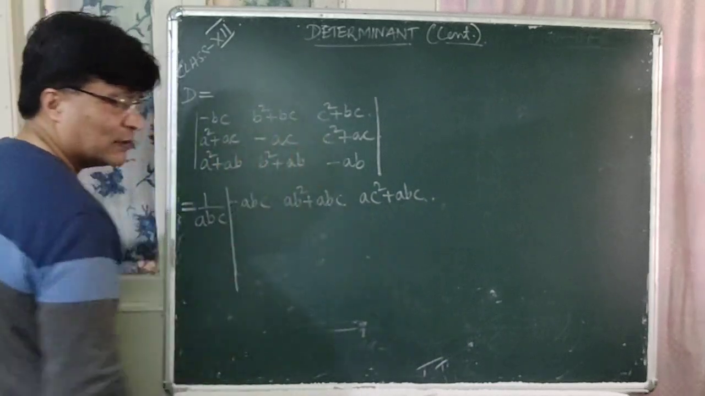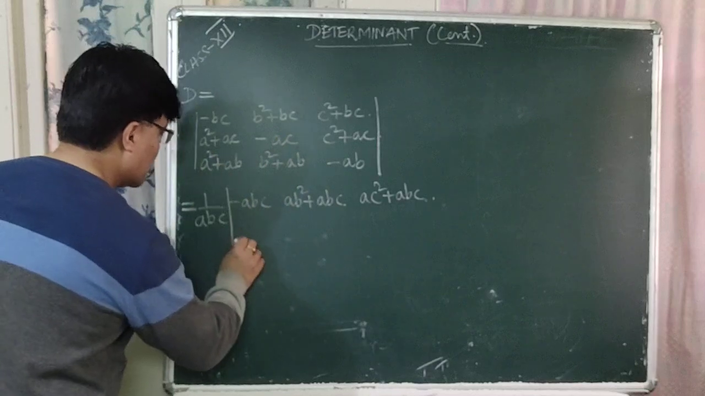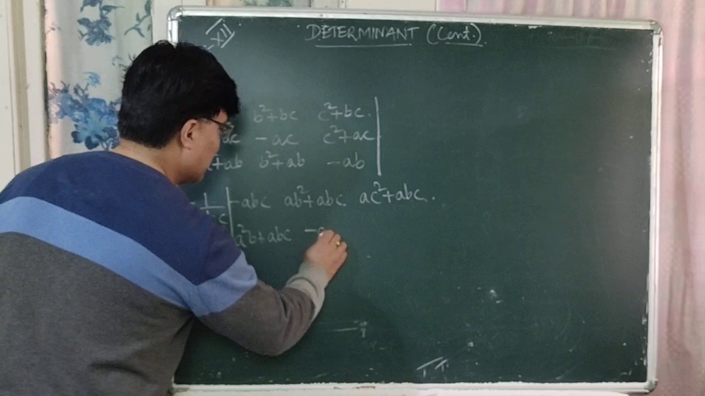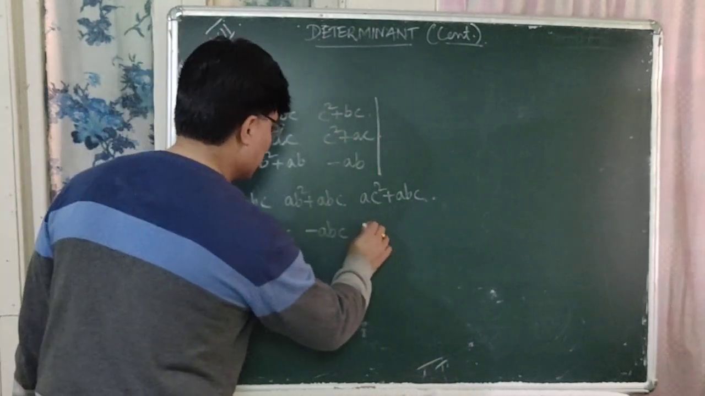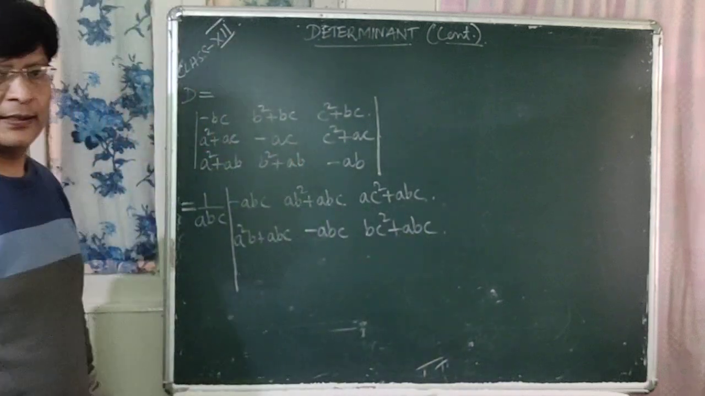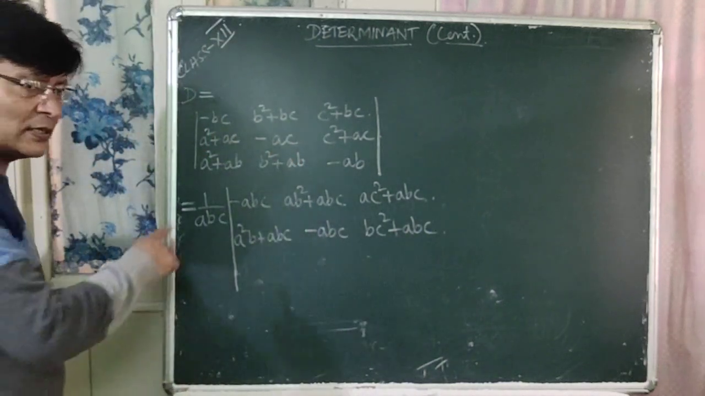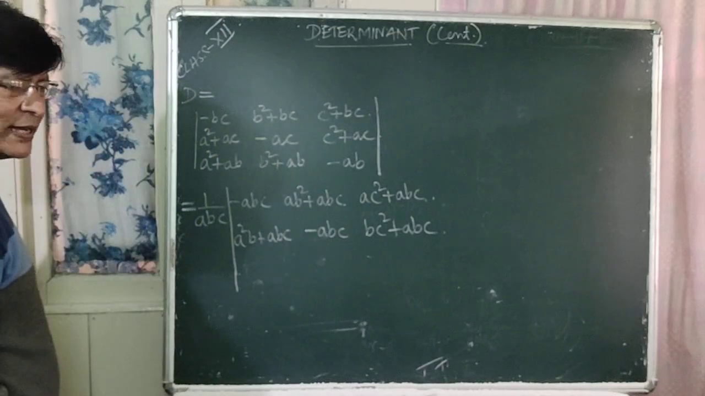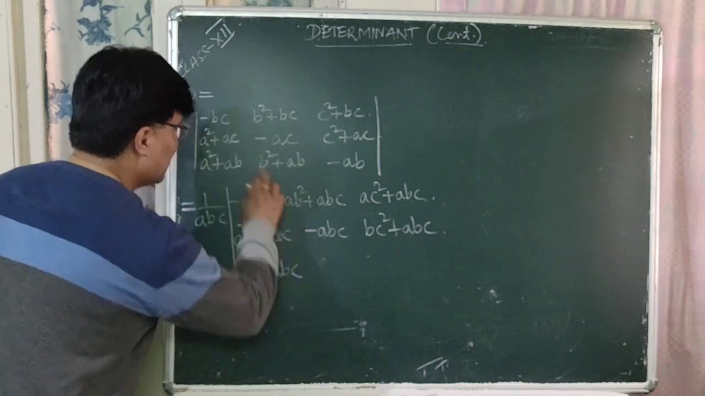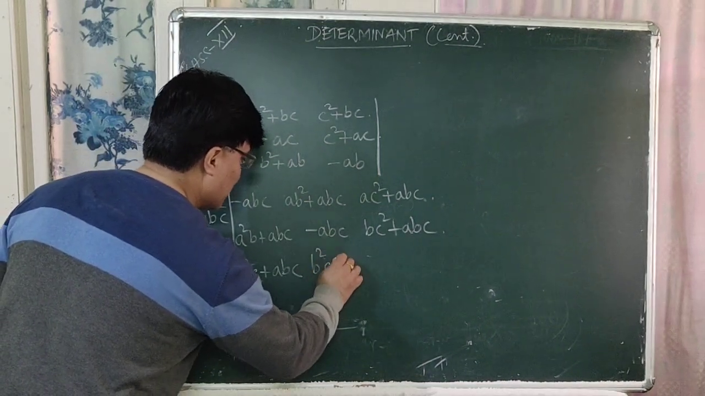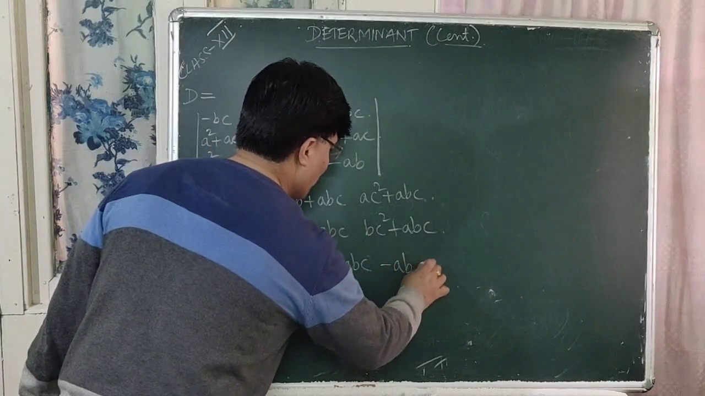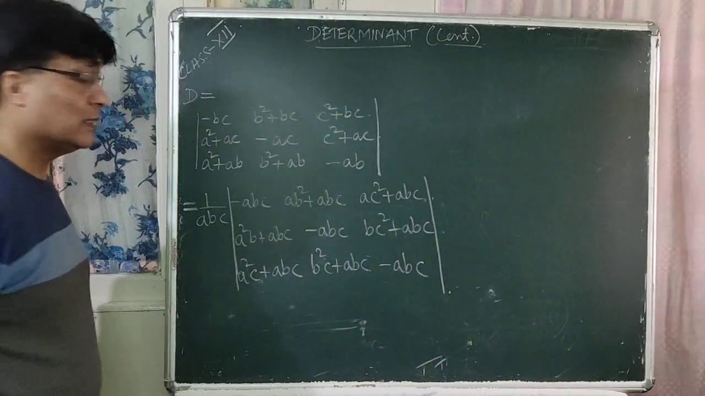Now multiply by B in the second row. So it is A square B plus ABC. This is minus ABC. This is BC square plus ABC. Is that right? So next, multiply the third row by C. What do we get? A square C plus ABC. Next, B square C plus ABC. Next, this is also minus ABC. Is it clear now?